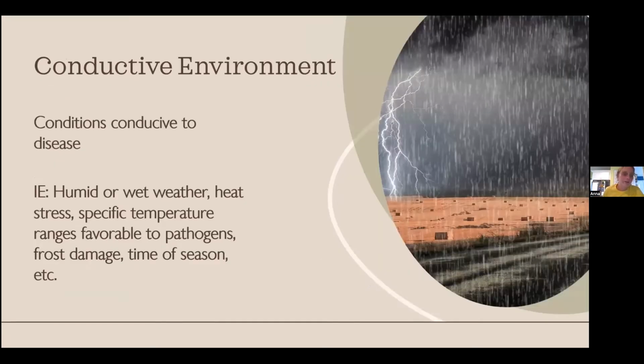The third corner of that triangle is a conducive environment. You have to have the right conditions for a disease to occur. And in many cases, with a lot of the diseases that we find here in the New Orleans area, that means either hot, humid weather, wet weather, heat stress, specific temperature ranges. A lot of these pathogens are more active within certain temperature parameters. So if I know it's over 75 degrees, I know I'll see certain diseases. If it's below 45, we're more likely to see others. That's something that you can really dig into using some of the resources the Ag Center has.